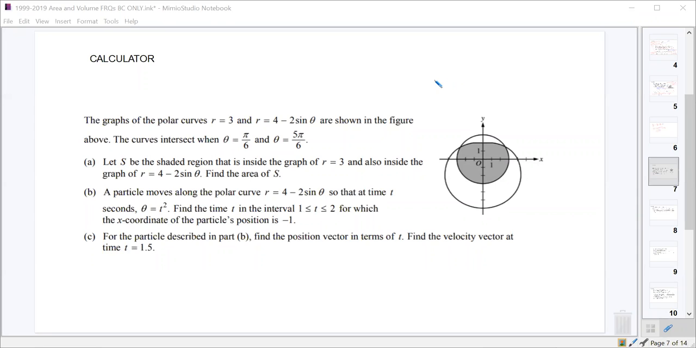So for part A, we're looking for the area of S, which is a shaded region inside the circle r equals 3, but also inside r equals 4 minus 2 sine theta. So if we're looking for that area, how are we going to set that one up? Here's what I would do. I'd break it down at these intersection points.